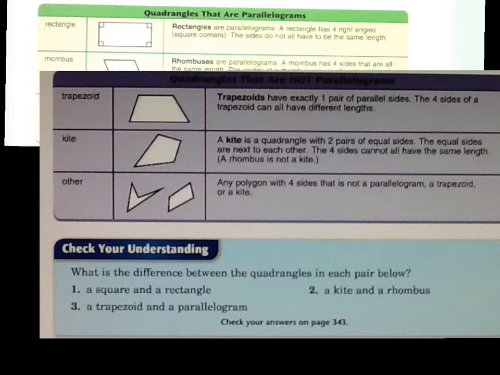For each of these, we will turn and talk and then share the answer as a class. Number 1. What is the difference between the quadrangles in each pair below? What's the difference between a square and a rectangle? Turn and talk. What is the difference between a kite and a rhombus? And finally, what's the difference between a trapezoid and a parallelogram?